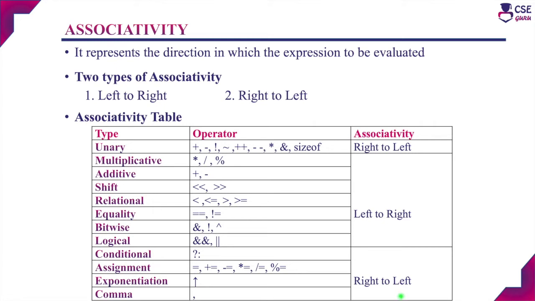For each operator, the type of associativity is represented in this associativity table. The unary operator is right to left associative. The multiplicative, additive, shift, relational, equality, bitwise and logical operators are left to right associative. The conditional operator, assignment operator, exponentiation, and comma operators are right to left associative. For each operator, we should know the associativity rule and implement it in the grammar. Then we can eliminate the ambiguity.